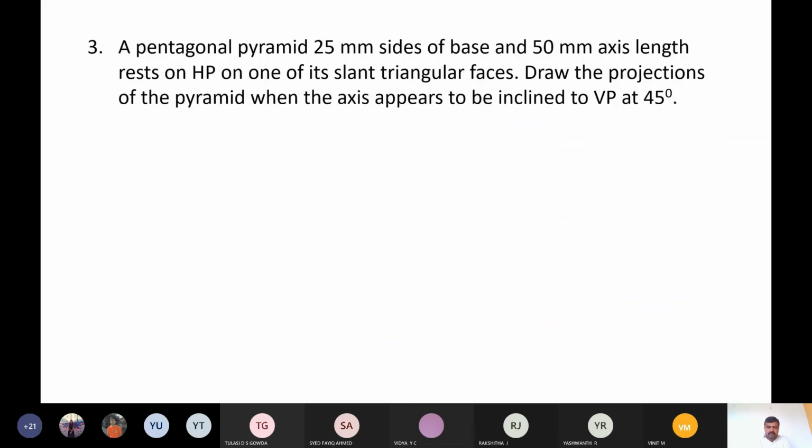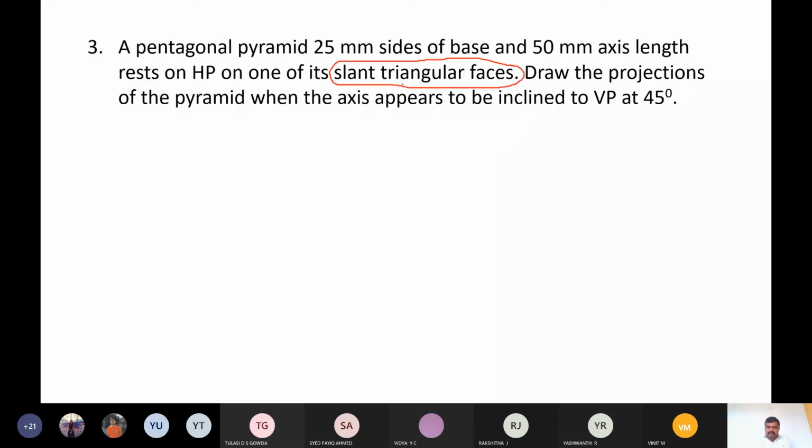This I won't solve. I will give it as classwork. A pentagonal pyramid, 25 mm sides of base and 50 mm axis length, rests on HP on one of its slant triangular faces. Draw the projections of the pyramid when the axis appears to be inclined to VP at 45°. Compared to the previous problem, all the rest is the same. The only difference is that instead of a slant edge, here you are having slant triangular faces.